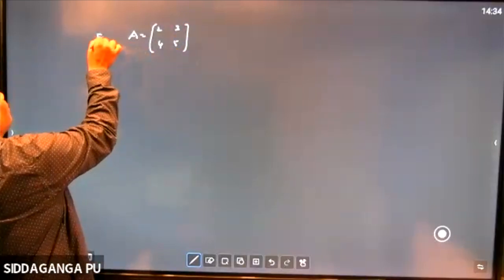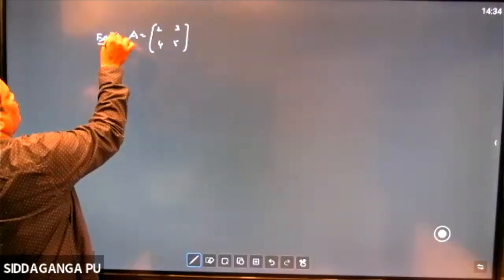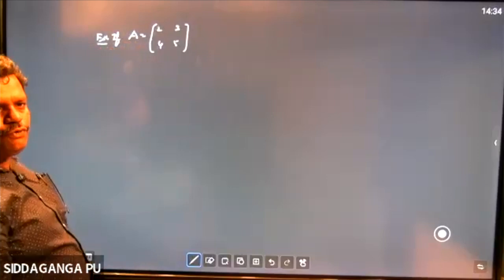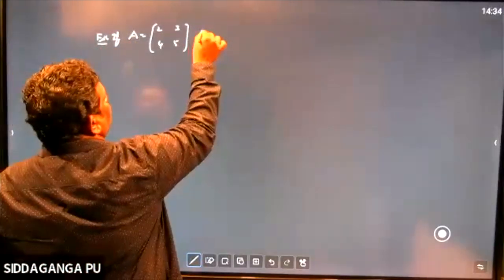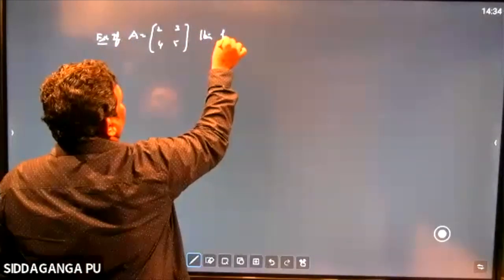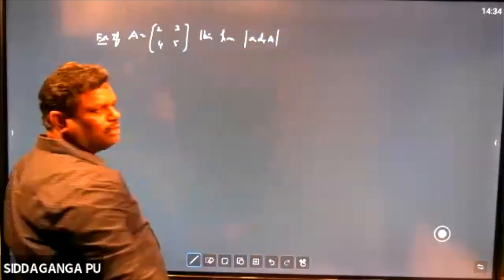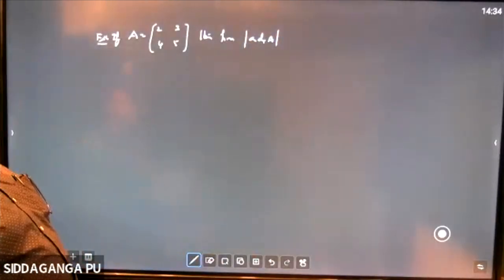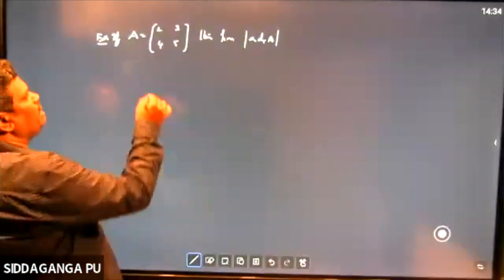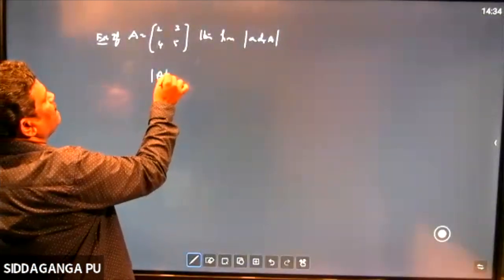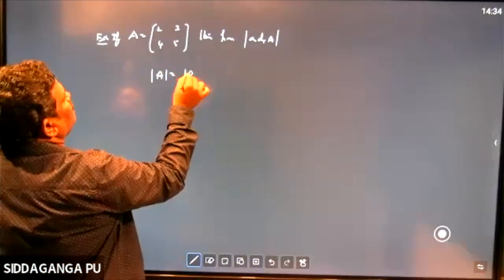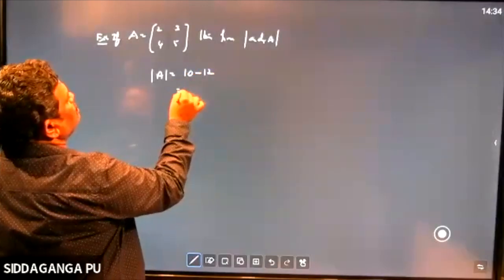So for example, if A is equal to [[2, 3], [4, 5]], then find the determinant of adjoint A. How do we calculate the determinant of adjoint A? Before that, we can find the det A value: 2 into 5 is 10, minus 12, that is equal to how much more?